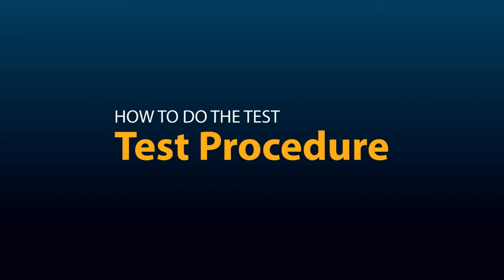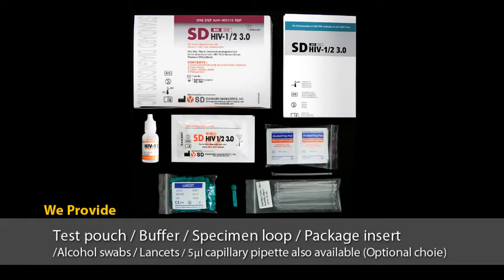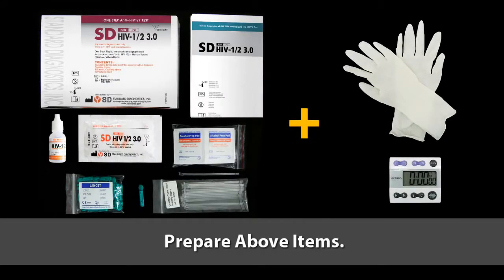The BIOLINE HIV 1 and 2 rapid test is easy to use. The materials included in the kit are test pouch, buffer, package insert, lancets, and capillary pipettes. Alcohol swabs are provided if required. These materials should be prepared before starting the test.